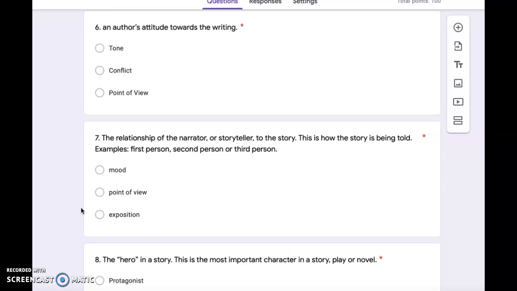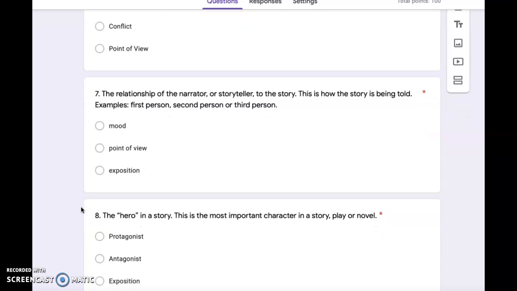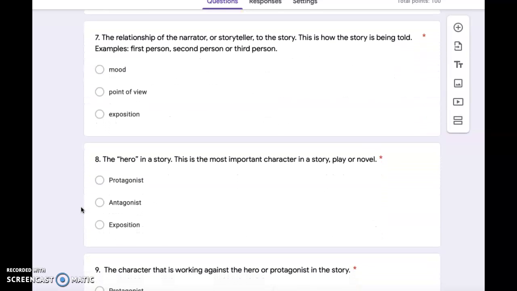Number 6, an author's attitude towards the writing: tone, conflict, or point of view. Number 7, the relationship of the narrator or storyteller to the story. This is how the story is being told. Examples: first person, second person, or third person. Is this mood, point of view, or exposition?